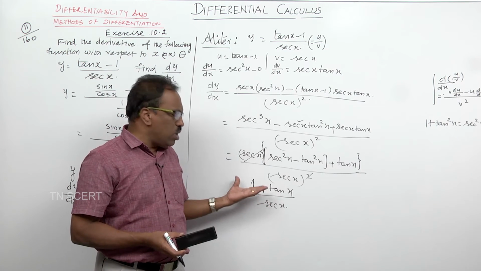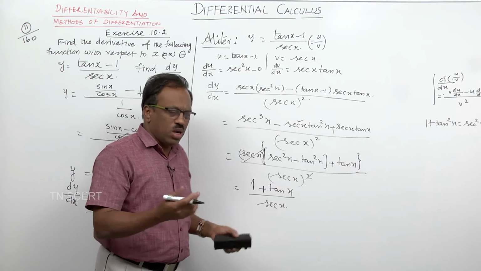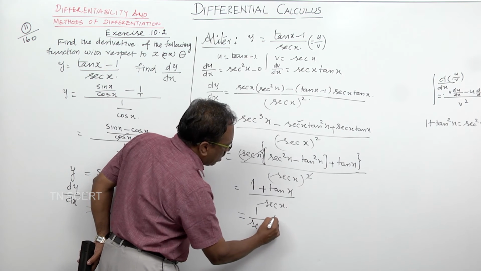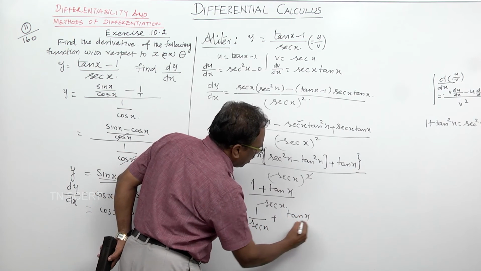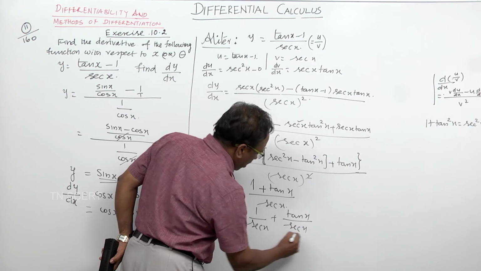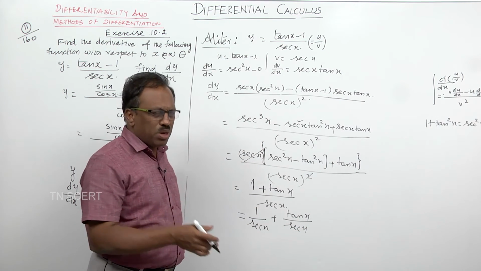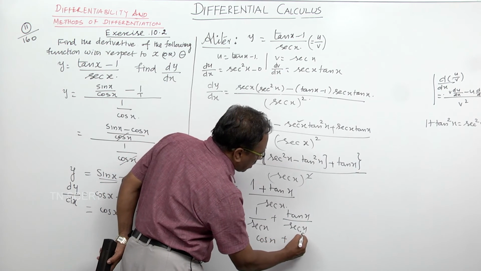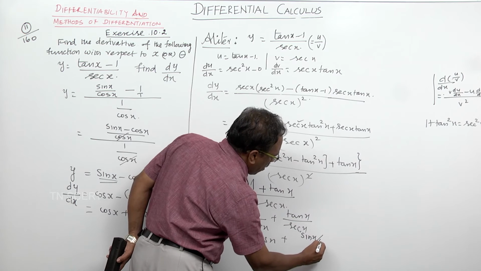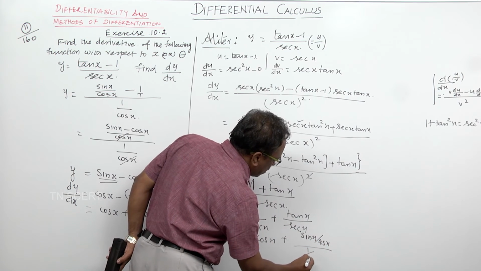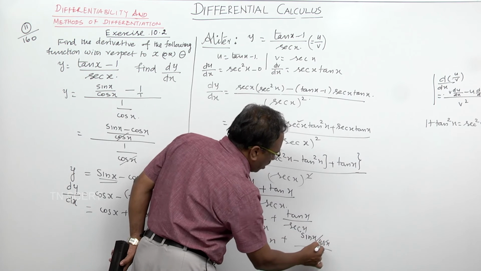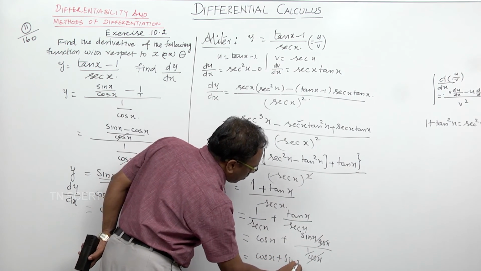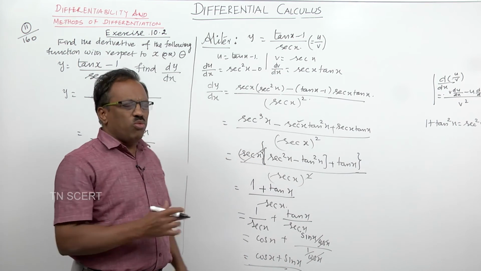Then if you want to simplify, you can simplify. If it is not required, even then you can do 1 by secant x, and this part tan x by secant x. 1 by secant x is nothing but cos x here, and here sin x by cos x, divided by 1 by cos x. So both get cancelled here, giving cos x plus sin x. Remember that we can do it both ways.